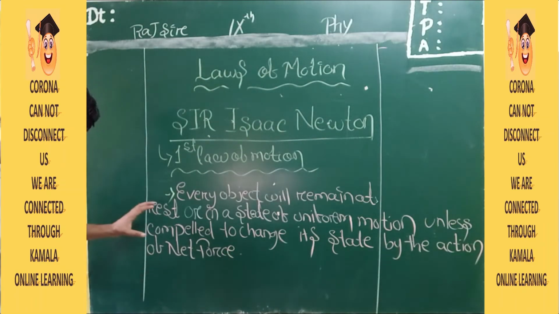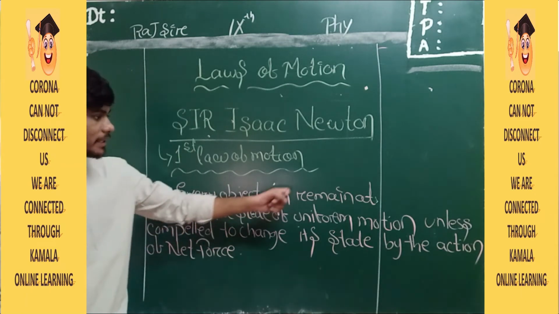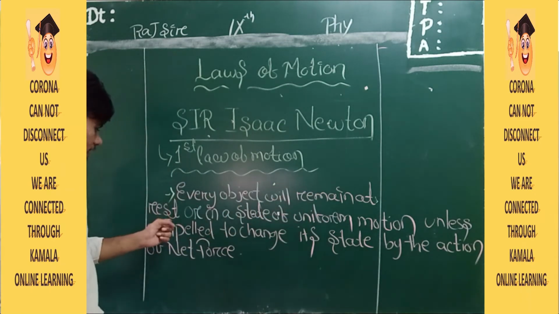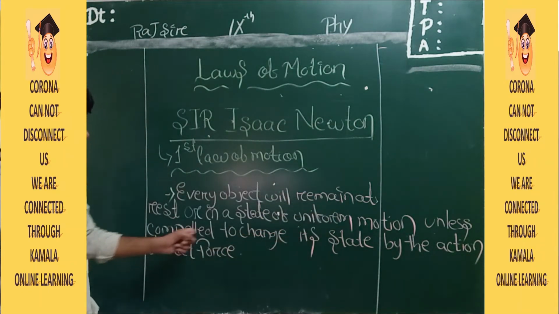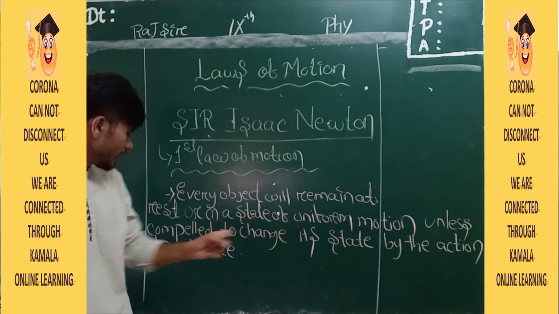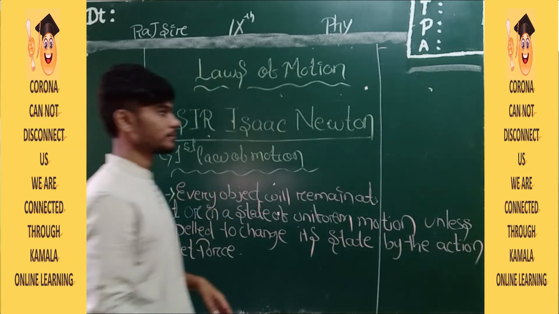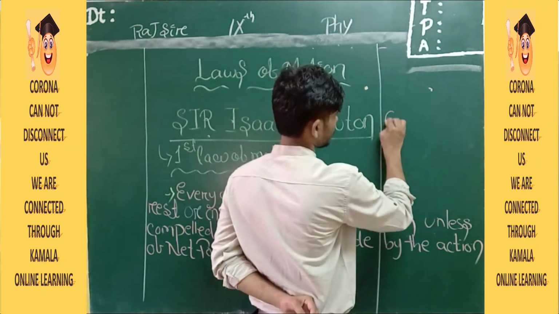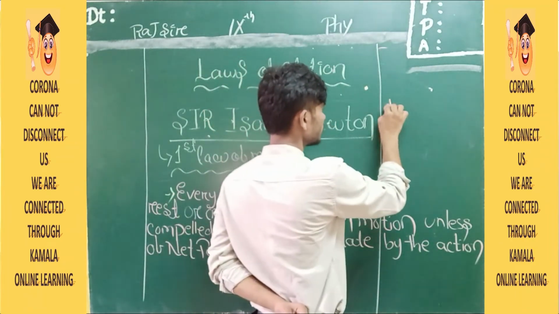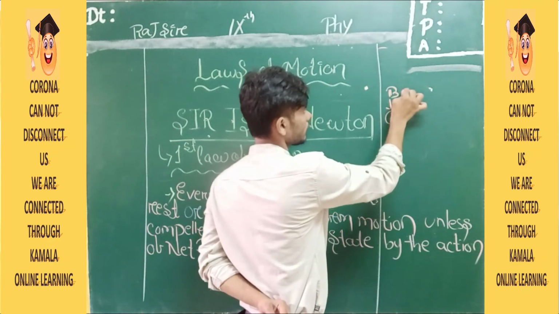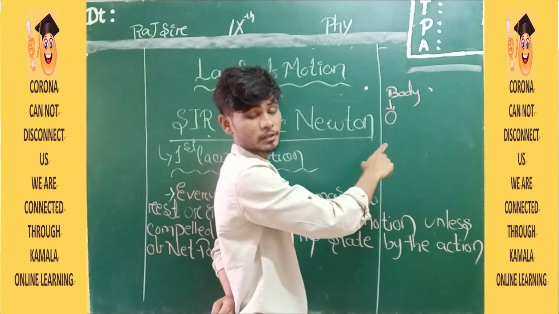Big thing I've written, right? What is it? Every object will remain at rest or in a state of uniform motion unless compelled to change its state by the action of a net force. Let me simplify it with a diagram. This body is at rest. You can see this one. I am writing, this body is at rest.